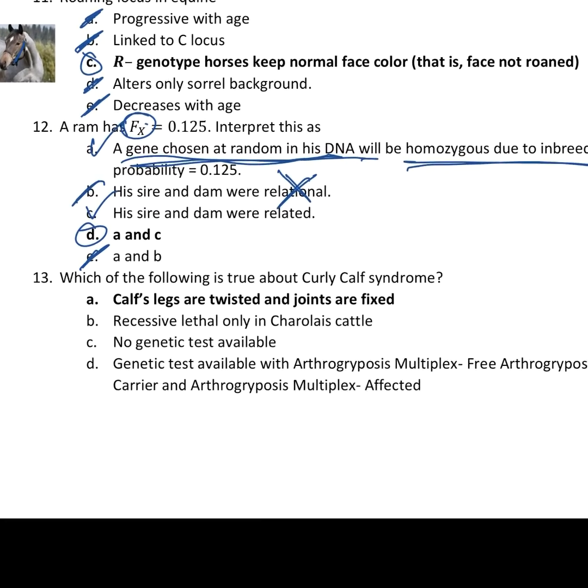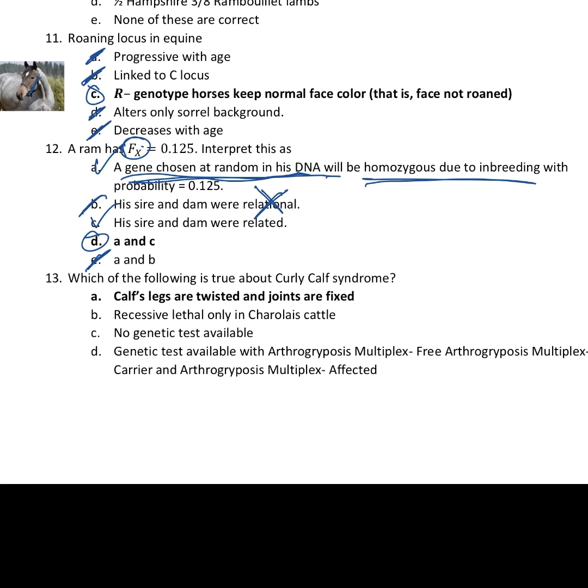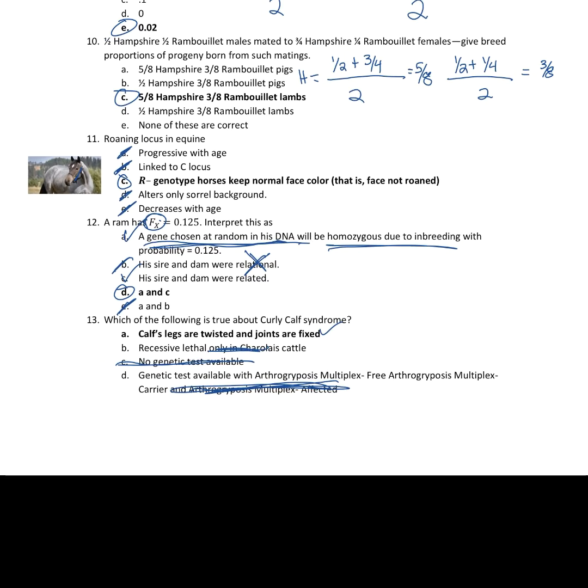Number 13, which of the following is true about curly calf syndrome? A is the correct answer. Their legs are fixed, their joints are fixed, and their legs are extremely twisted. It is not only seen in Charolais cattle, we often see it in Angus cattle. There is a genetic test available, as you can see down here, but you cannot test an affected animal. If an animal is born with curly calf syndrome, yes, it's affected, but you're not going to get it genetically tested because the animal will eventually pass away because it is a recessive lethal genetic abnormality.